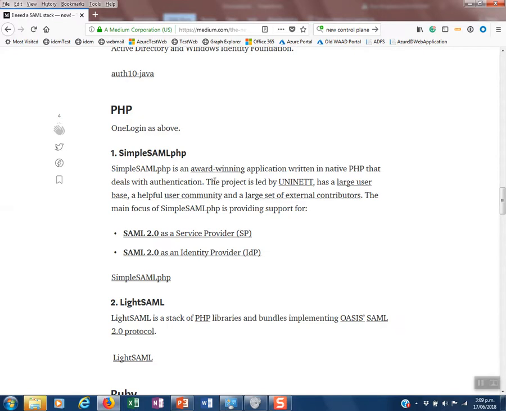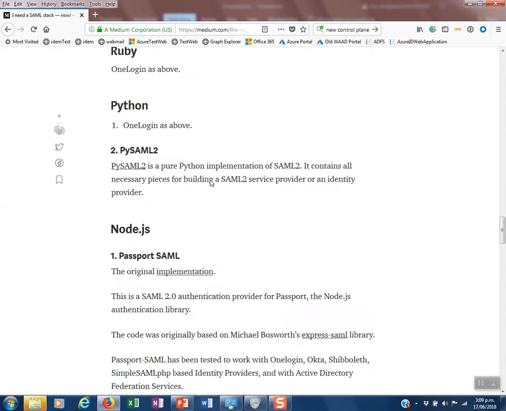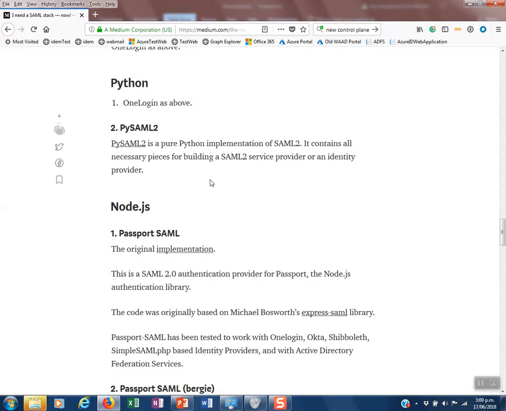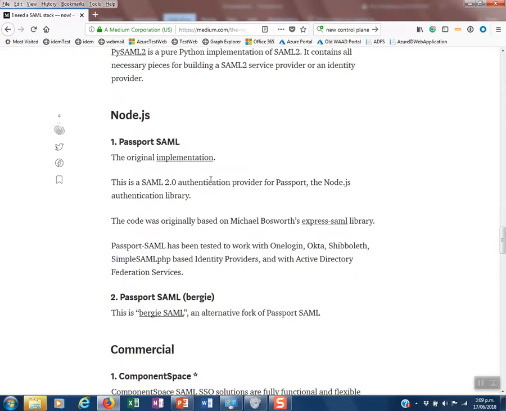And the PHP world, SimpleSAMLphp. It's a really good implementation. There's a lot of documentation. There's a lot of examples on the internet. It can be a service provider. It can be an identity provider. And then Ruby and Python. I don't actually use those. Node, of course, you're going to look at passport-saml. That's a very good implementation, and it's been tested with a wide range of identity systems.